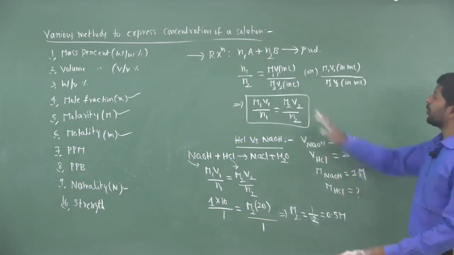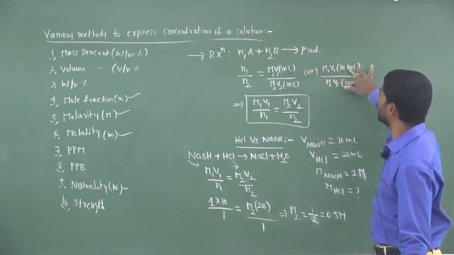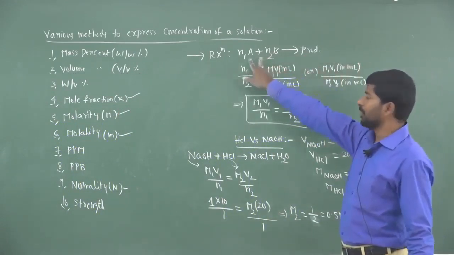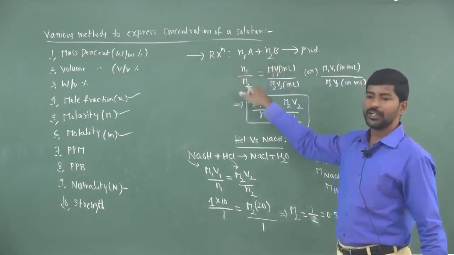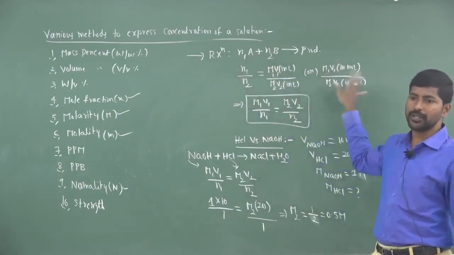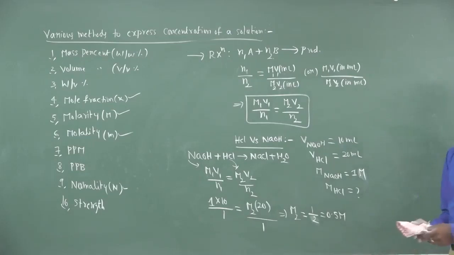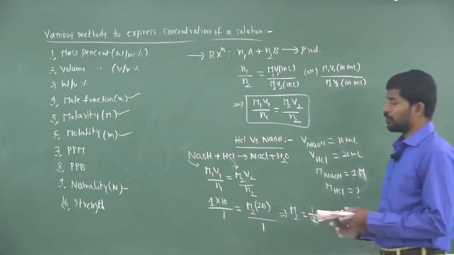Okay, ready. So here, the number of moles or number of millimoles of A and B is in the ratio of N1 and N2. It may be number of moles or it may be number of millimoles. Right. This is about molarity.